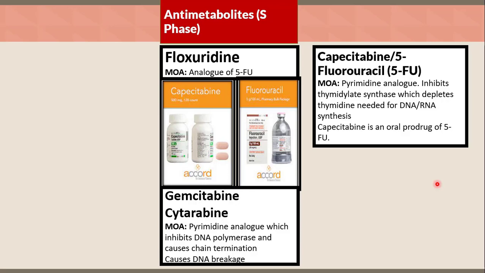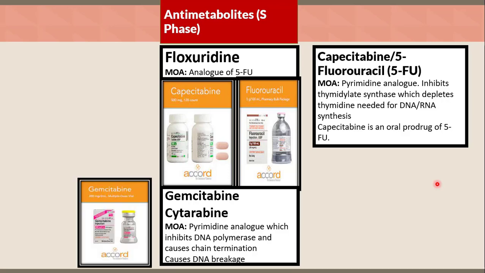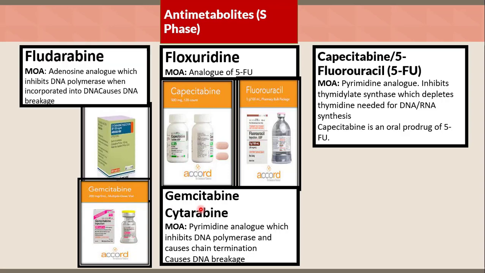Gemcitabine and cytarabine, pyrimidine analogs, which inhibit DNA polymerase and cause chain termination, causing DNA breakage. Fludarabine, an adenosine analog, inhibits DNA polymerase when incorporated into DNA, causes DNA breakage.